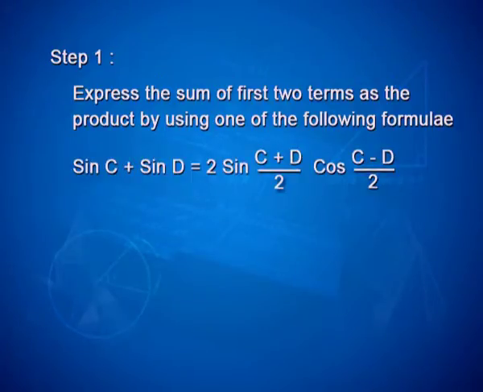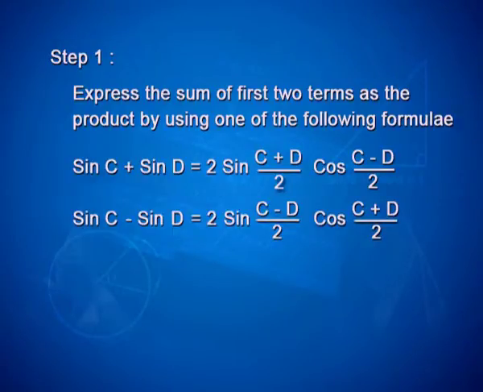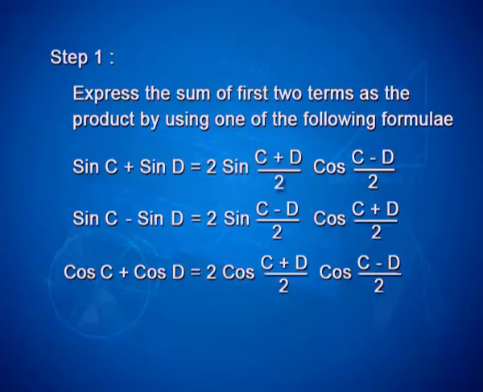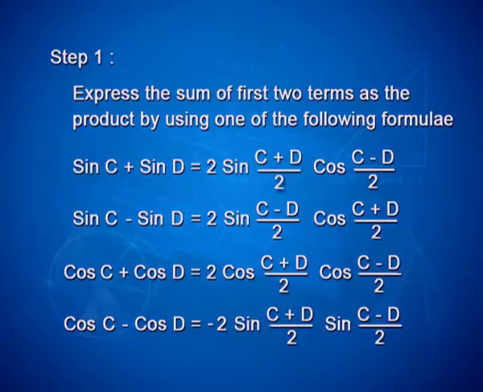Sin C plus sin D is equal to 2 sin (C plus D) upon 2 into cos (C minus D) upon 2. Same way, sin C minus sin D is equal to 2 sin (C minus D) upon 2 into cos (C plus D) by 2. Cos C plus cos D is equal to 2 cos (C plus D) upon 2 into cos (C minus D) upon 2. Cos C minus cos D is equal to minus 2 sin (C plus D) upon 2 into sin (C minus D) upon 2.